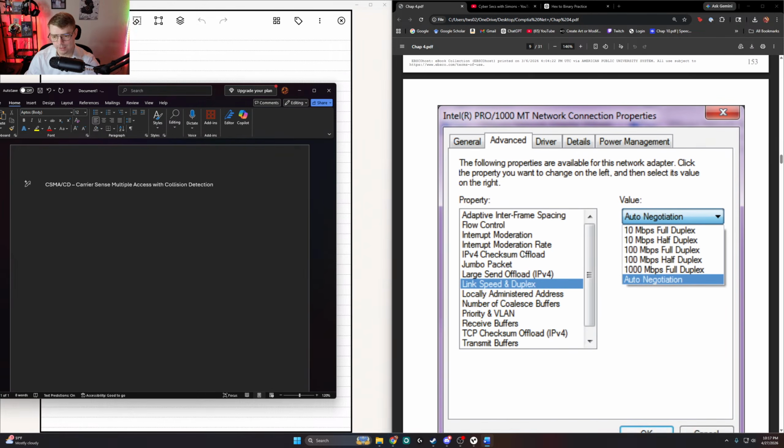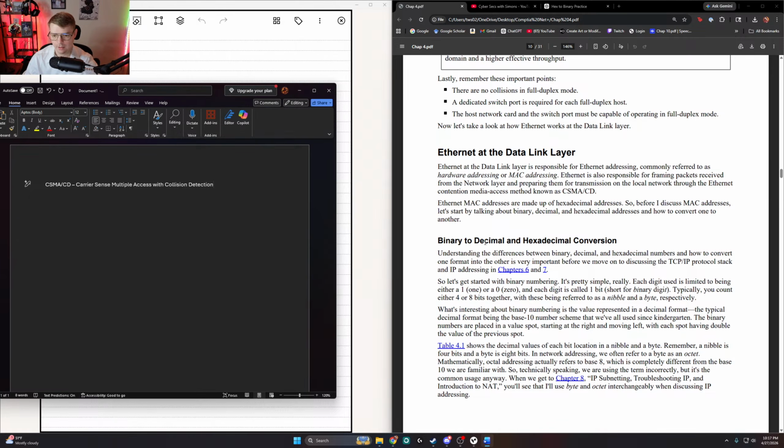And we'll scroll back down. Ethernet MAC addresses are made up of hexadecimal addresses. So before I discuss MAC addresses, let's start by talking about binary, decimal, and hexadecimal addresses and how to convert one to another. So binary to decimal and hexadecimal conversion.